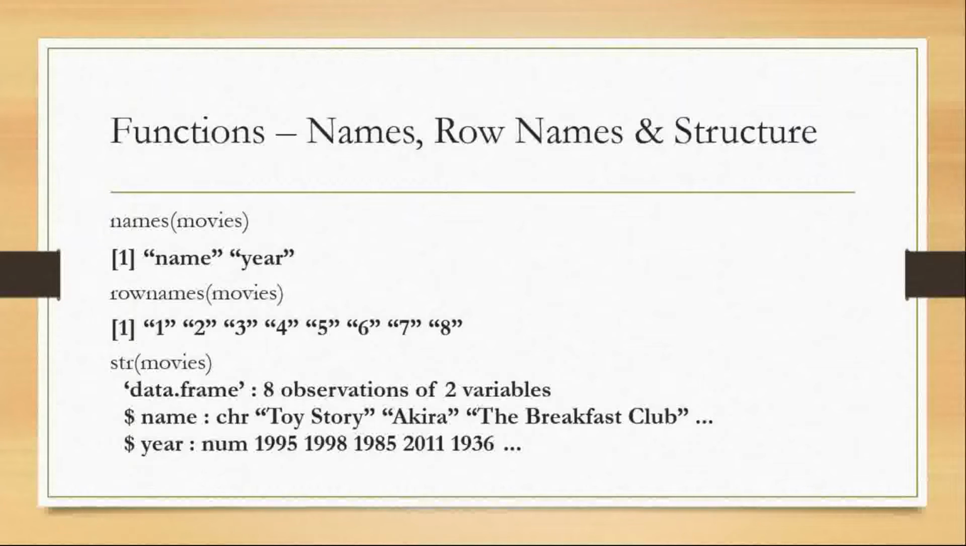It also displays the details of each column. The first column is name, which is of character data type and contains the values Toy Story, Akira, The Breakfast Club, and so on. The second column is year, and it is of numeric data type. It contains the values 1995, 1998, 1985, 2011, 1936, and so on.